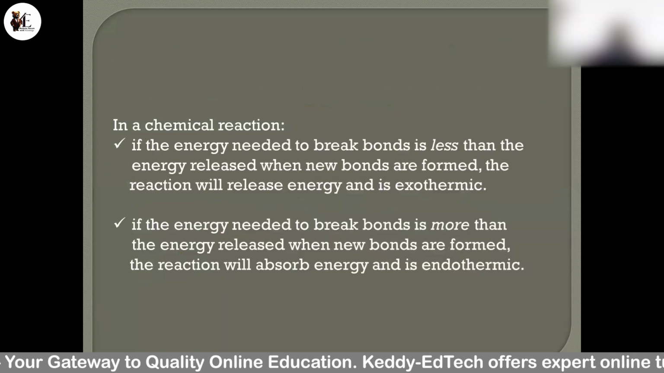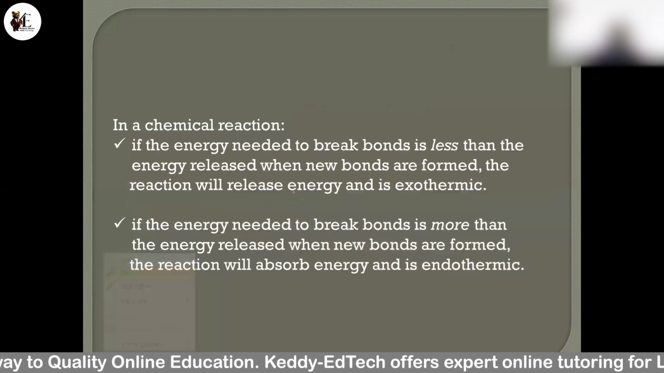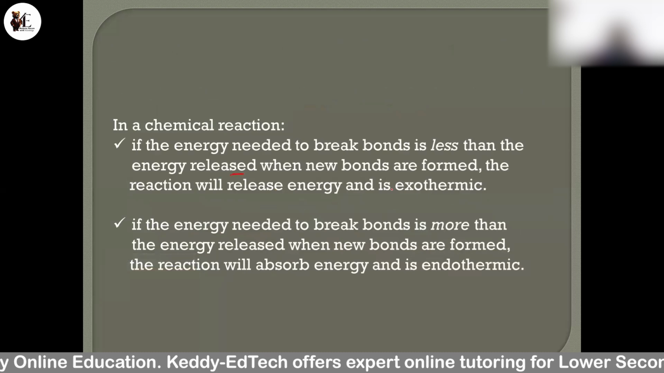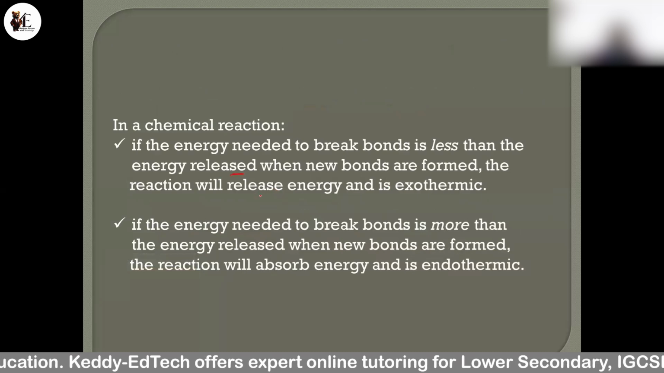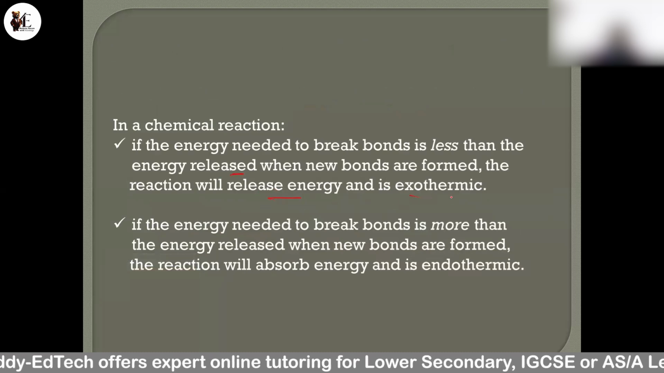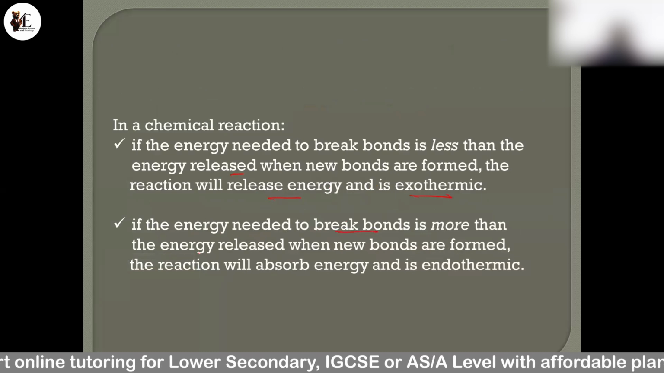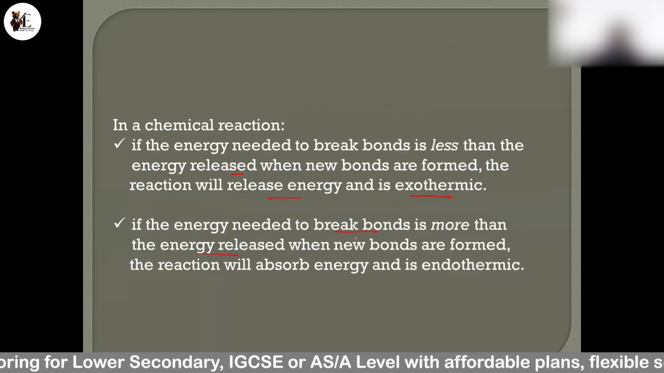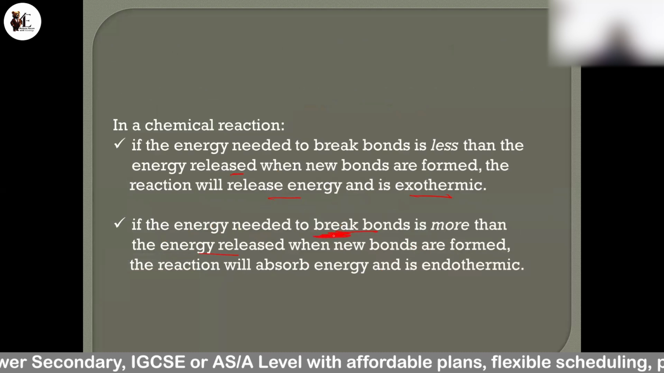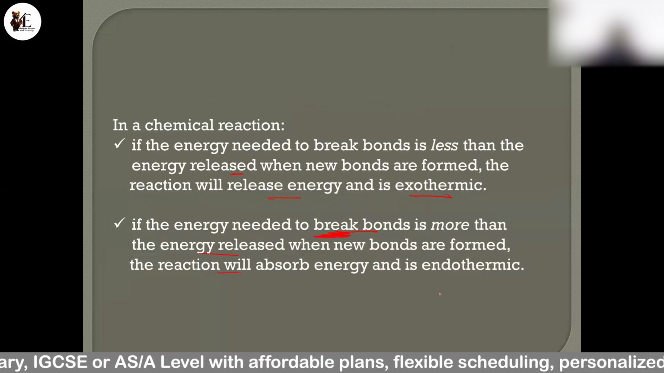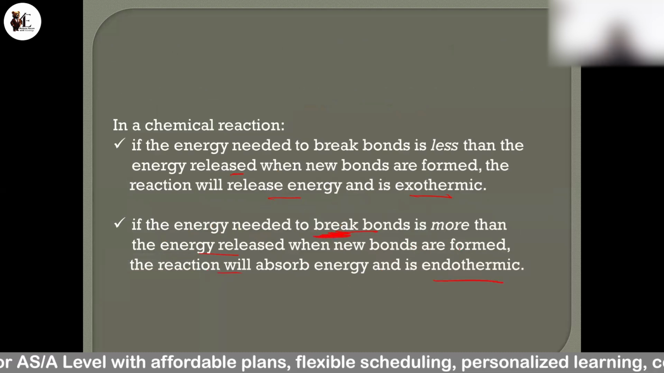In a chemical reaction, if the energy needed to break bonds is less than the energy released when new bonds are formed, the reaction will release energy and it is exothermic. And if the energy needed to break bonds is more than the energy released when new bonds are formed, the energy for breaking is more. That means the reaction will absorb energy and it is endothermic.